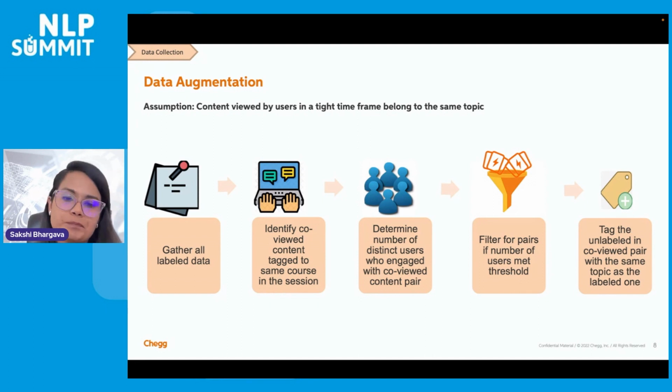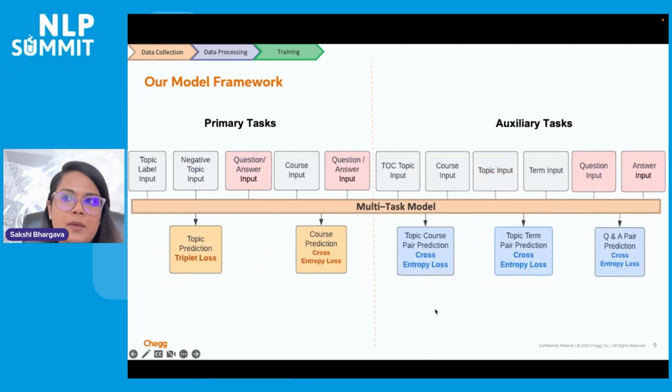After filtering on that, we tag the unlabeled content item with the same topic as the labeled item in the content pair. For example, if we were focusing on deck A and deck A had the topic mitosis or meiosis, then deck B, which was co-viewed with it multiple times, will get the same topic. So this definitely gave some respite to our labeling data, training data problem.